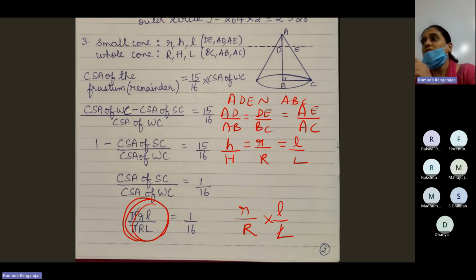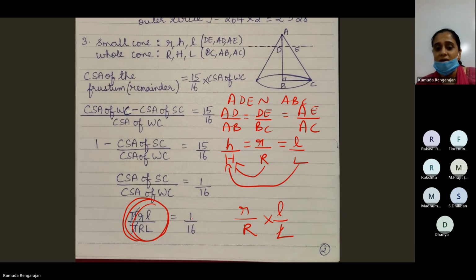Now, we have to find the ratio of the altitudes, h by H. But we don't have that at all. But we know that both these ratios are equal to h by H. From this one, we understand that this r by R is equal to h by H. And what about l by L? That is also equal to h by H. All the three ratios are equal.